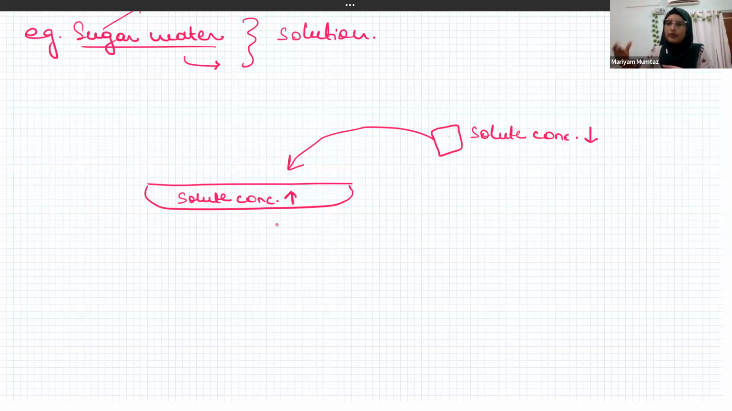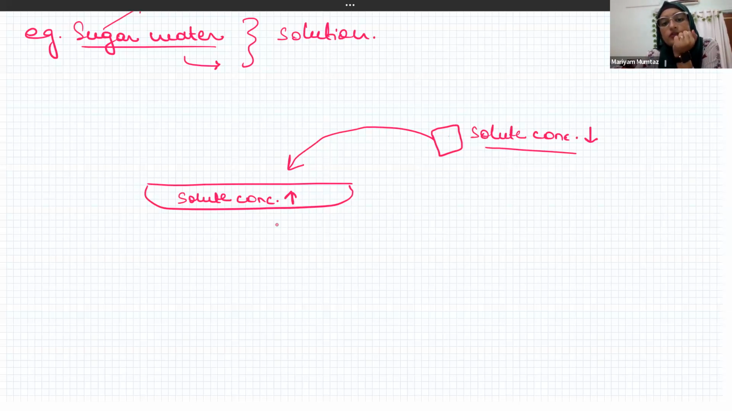So what we do, we put more water into it to make a good, tasty solution, right? Same way here also. If the solute concentration in our cell is less, it means that the amount of water is high here. And here the amount of water is low. So that is why the water will move out of the cell. Okay?